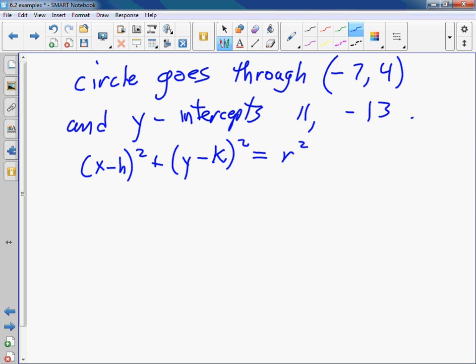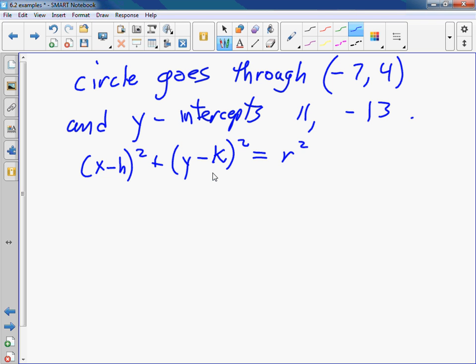Okay, so general equation for a circle, negative h and negative k. Remember our counterintuitive rule: if this is minus 3 and this is minus 5, what are the center coordinates of that circle? 3 and 5. It's counterintuitive. It's like factors and roots.